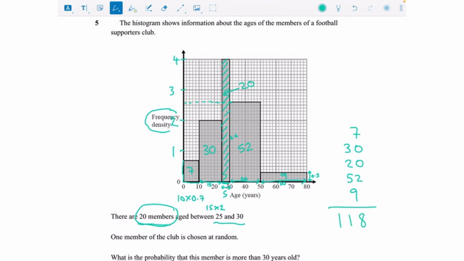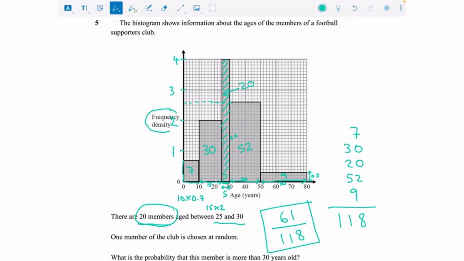So the probability of picking a member that is older than 30 is 52 and 9. Those are the people that are older than 30. So 52 and 9 is 61 out of the 118 people altogether. And that's how you do histograms.